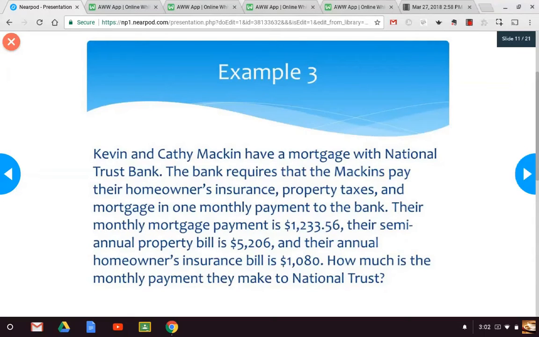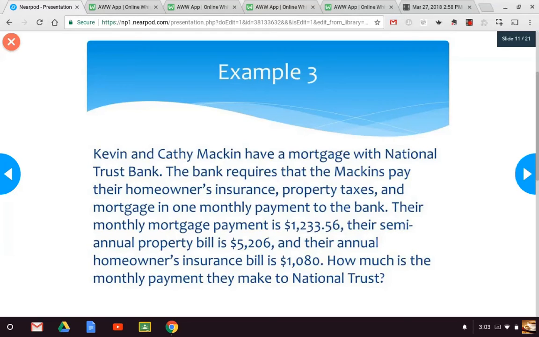In this example, Kevin and Kathy are trying to figure out how much they're going to have to pay monthly to the National Trust Bank, who have their mortgage. They know that they have to pay $1,233.56 for their mortgage payment. Semi-annually, they have to pay their property bill of $5,206. And then annually, they have to pay homeowners insurance of $1,080. But they want to know how much they're going to have to pay monthly to the National Trust.